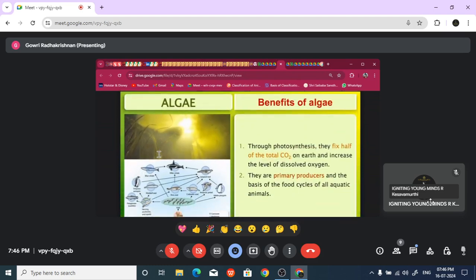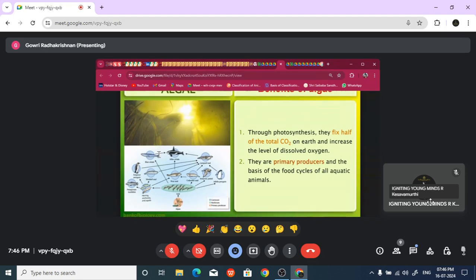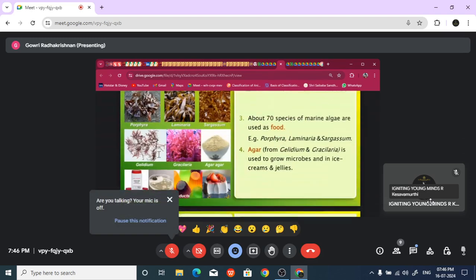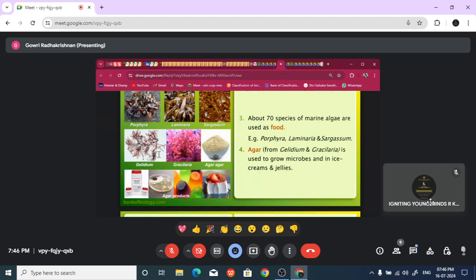All right. Now, what are the benefits of algae? Through photosynthesis, they fix half of the total carbon dioxide on Earth and increase the level of dissolved oxygen. So they are primary producers and the basis of the food cycles of all aquatic animals. About 70 species of marine algae are used as food: Porphyra, Laminaria, and Sargassum. They are used in food and for various purposes.